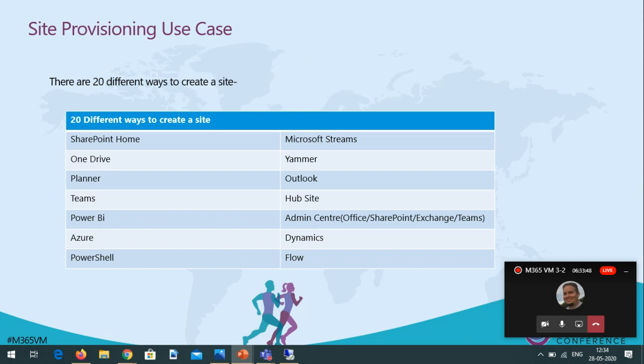So on the current screen, I've listed a few options through which we can create. Almost 20 plus options are there through which we can create a site into SharePoint. Like OneDrive, SharePoint admin site, a small create site button at the very left top. Similarly, through Power BI, through PowerShell, Azure, we can go ahead and create a site.